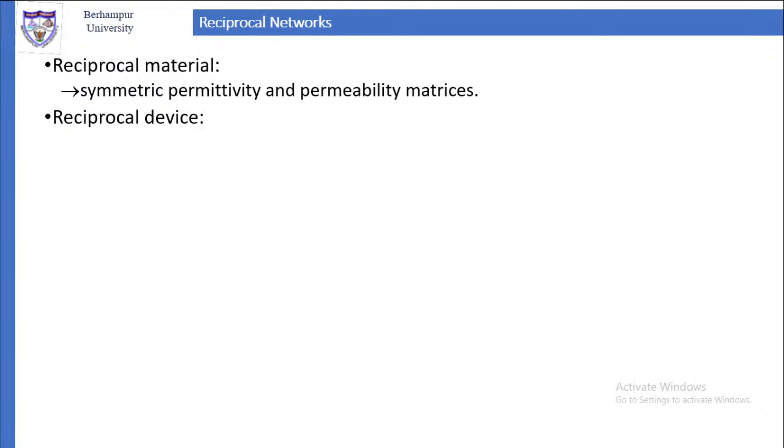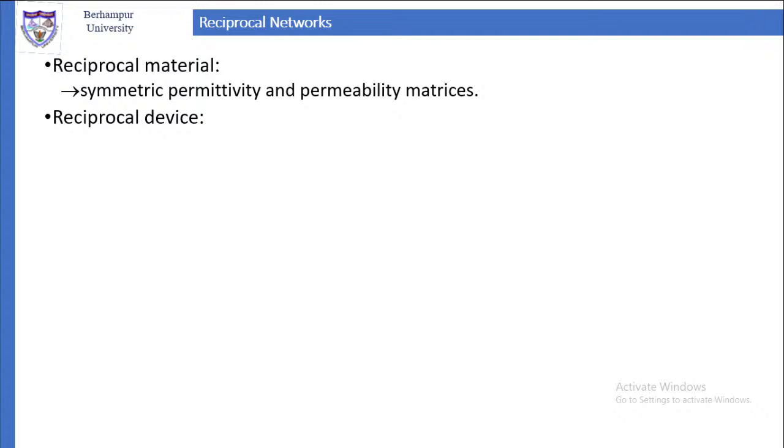Then, since ports are associated with network, let us have some idea on the types of network. One type of network is called a reciprocal material or reciprocal network. Based on the material, the network will be defined. If we are using reciprocal material, that is the material which has symmetric permittivity and symmetric permeability matrices. Permittivity matrix and permeability matrix are symmetric, then it is called reciprocal material.